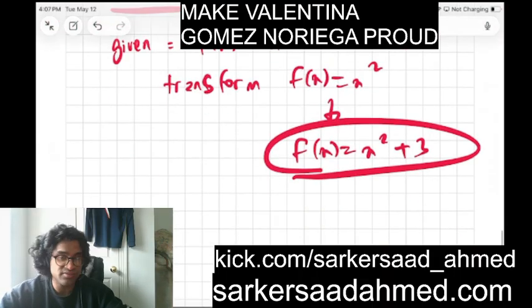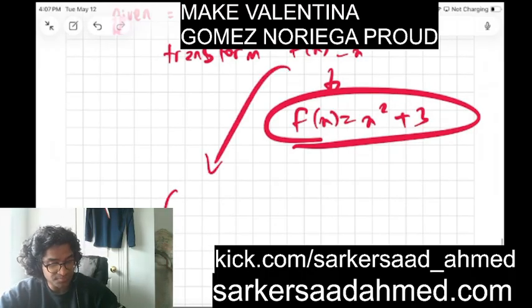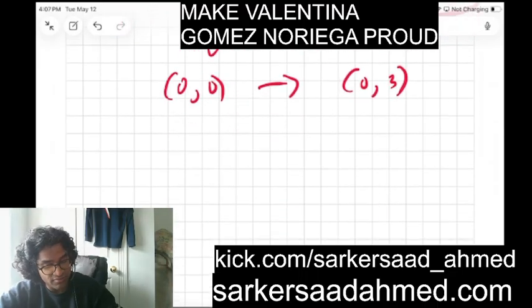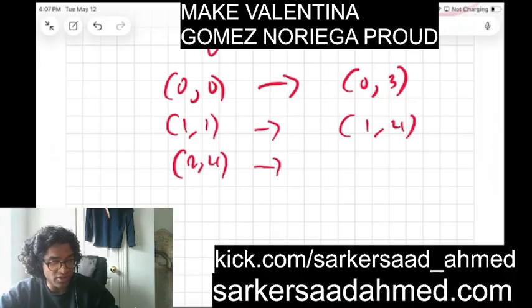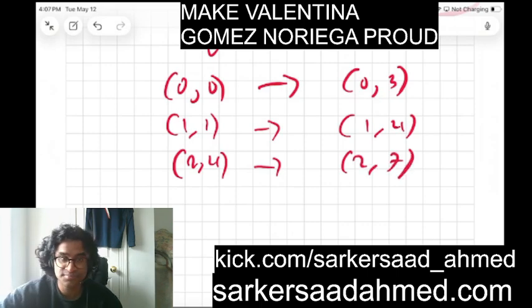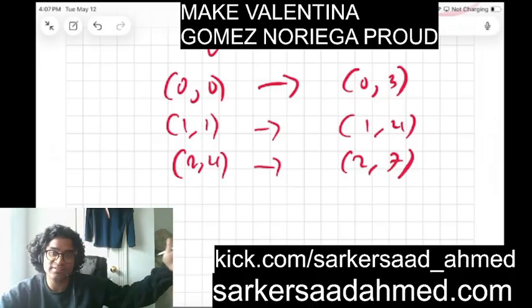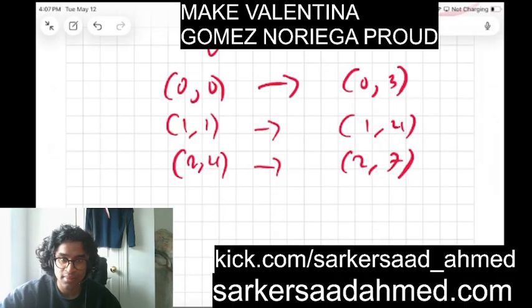Now for this x squared graph, initially you have, let's say, (0, 0); now it's going to be (0, 3). If you have (1, 1), it's going to be (1, 4). If you have (2, 4), you're going to have (2, 7), right? So it shifts by 3. It increases the values by 3, right?